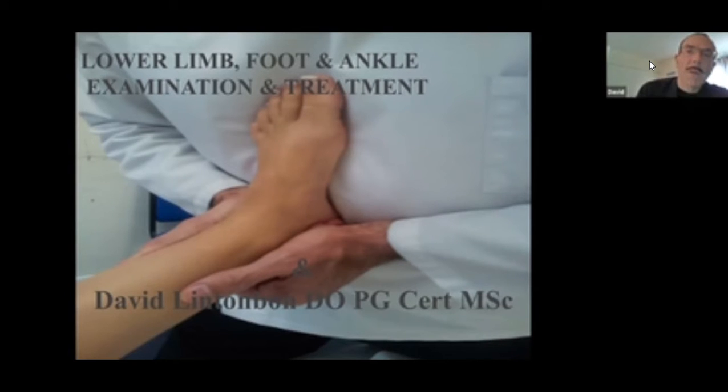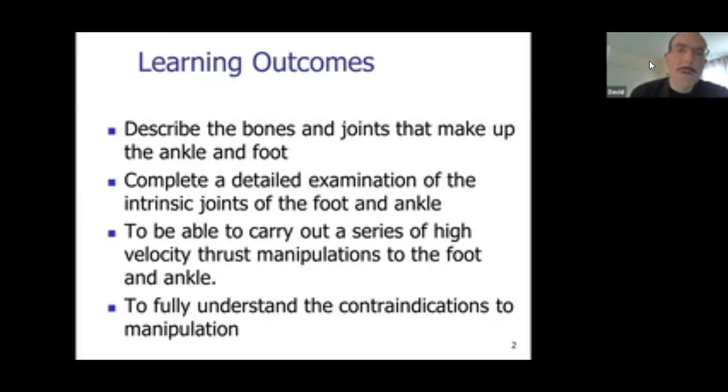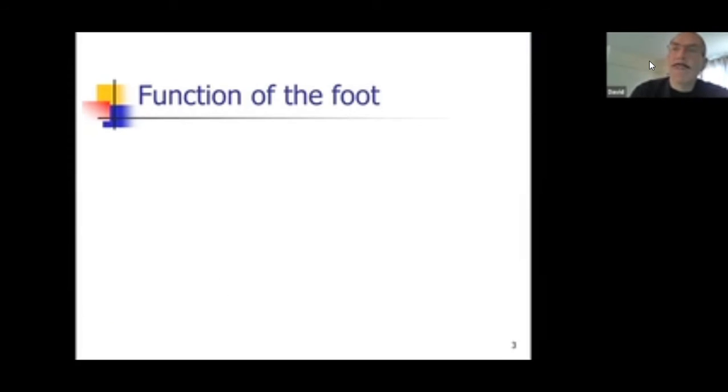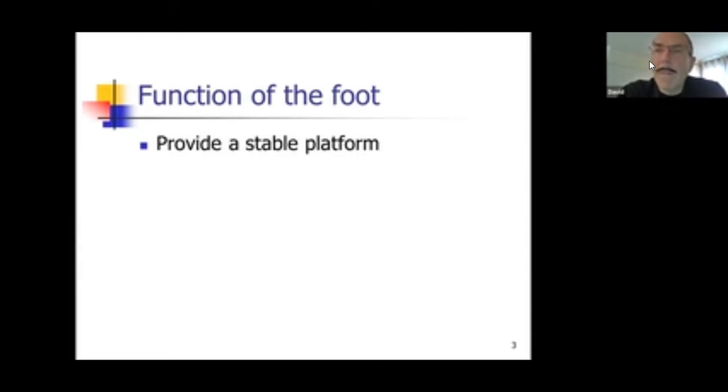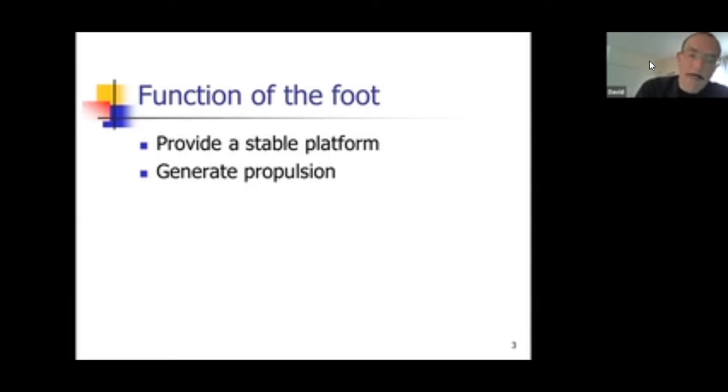So if we look at what we're going to do today, we're going to start off with the function of the foot. The main function of the foot itself is to provide a stable platform. If you don't have a stable platform, you're basically going to fall over. Essentially, we're going to generate propulsion, so we're going to be able to move. So the function of the foot is an incredibly vital piece of kit to us.